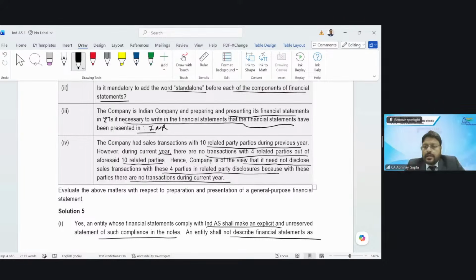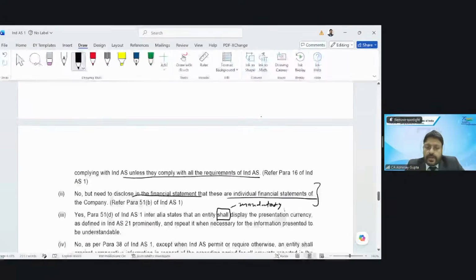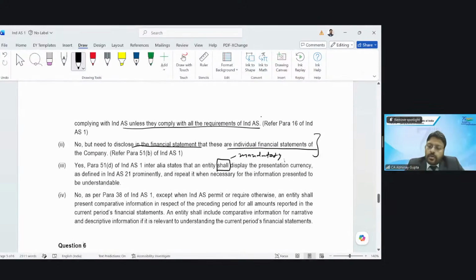The fourth one, the company had sales transactions with 10 related parties during the previous year. But during the current year, there are no transactions with 4 related parties out of the 10. So the company wants to skip the disclosure of these 4 related parties. No. Related party disclosure will still be made because the transactions were there in the prior year. If the transactions were not there in the prior year as well, then probably the related party name disclosure wouldn't be required.